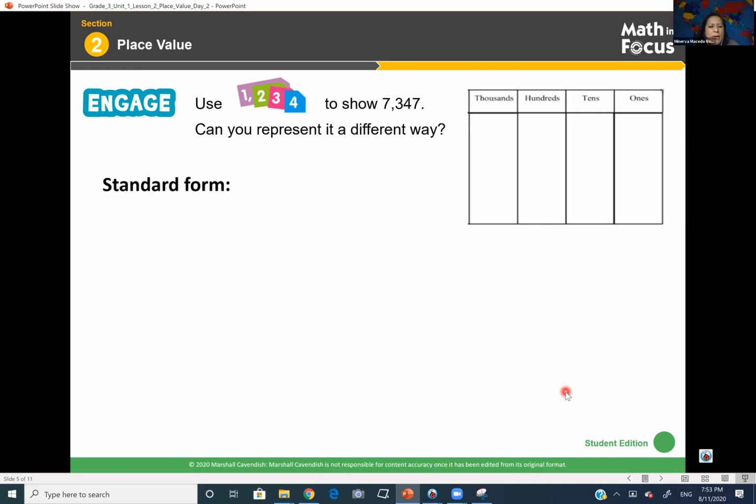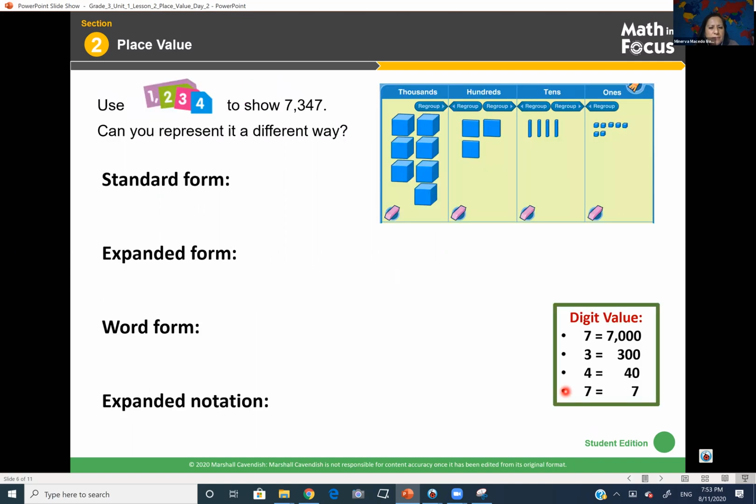Now this time, we're going to represent these numbers using the standard form, the expanded form, the word form, and the expanded notation. So let's start working on those. The standard form, as we said before, is going to be the number represented here. So we have 7,347. Let's write it down so we don't forget. 7,347, and that becomes the standard form.